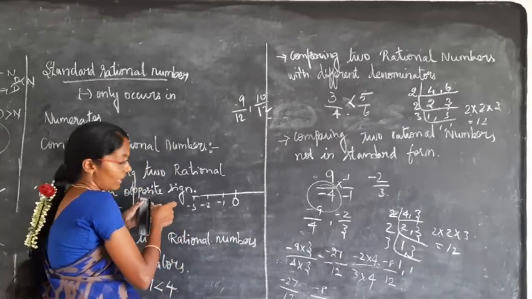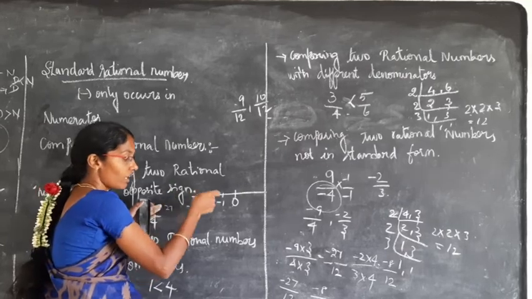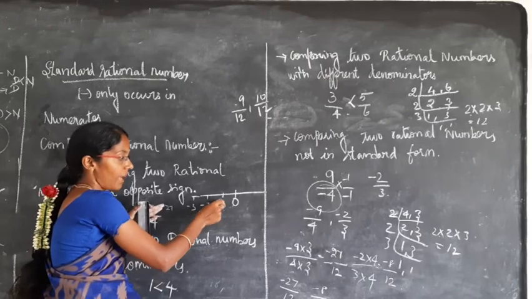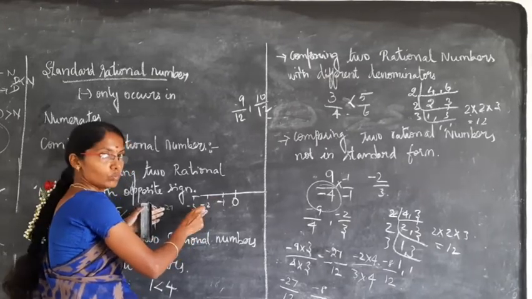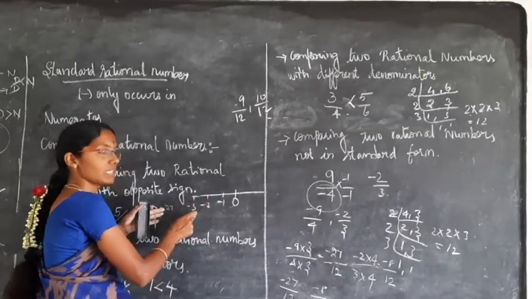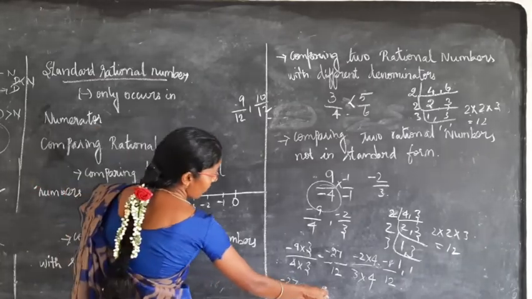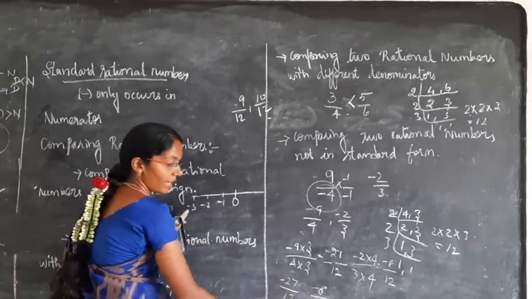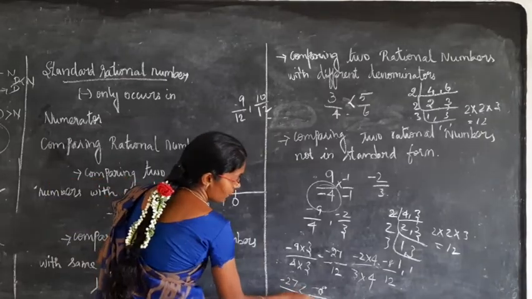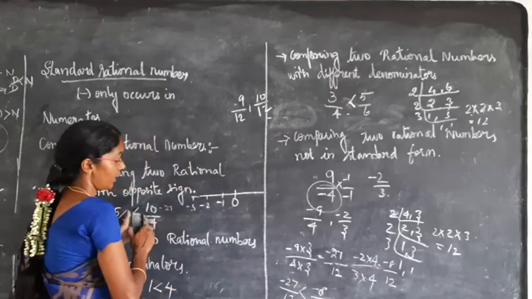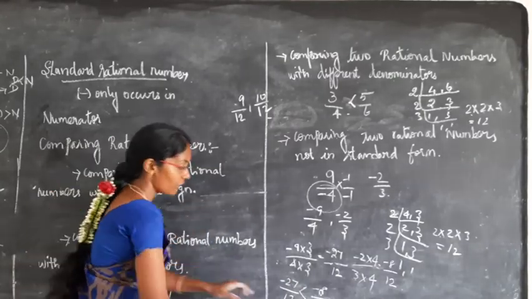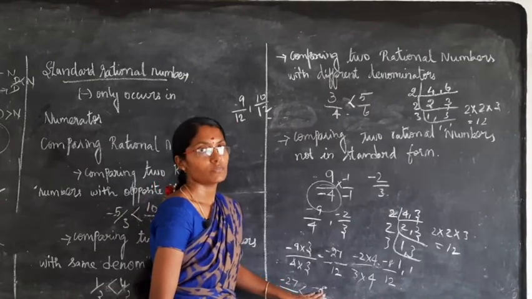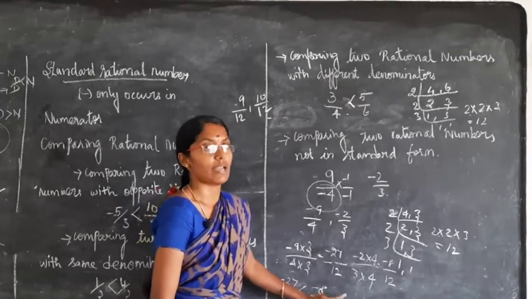If you consider the number which is present on the right side, it is greater. Okay. If you take minus 1, it is greater than minus 2. Minus 2 is greater than minus 3. So likewise, minus 8 by 12 is greater than minus 27 by 12. So minus 27 is lesser than minus 8. Okay. On the negative side, the lesser number is greater. The value which is smaller is greater.